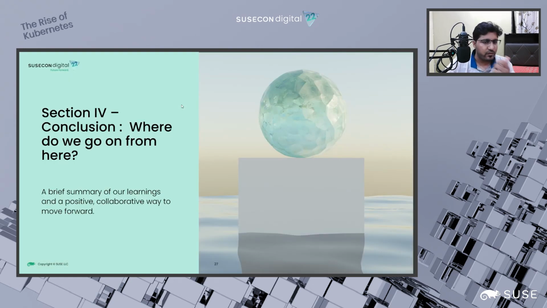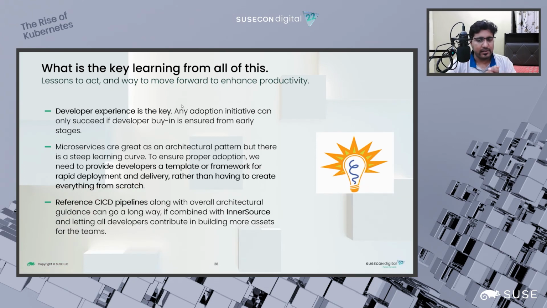So where do we go from here? This is very important. The key learning here is that developer experience is the key. Every adoption initiative, whether it is a microservice adoption initiative, a data mesh adoption initiative, or a Kubernetes adoption initiative, your developer experience is the key, and you need to ensure your developers are bought into the process. And that can only happen if you provide them a lot of customizable templates to get their job done correctly. So you need to provide them a framework so that they can rapidly deploy microservices. Only then will they be interested. If deploying microservices is very, very difficult, then they will not like to create a new microservice. They will see that if I create a microservice, it will take me 3 weeks to deploy. Let's just continue with the monolith application.